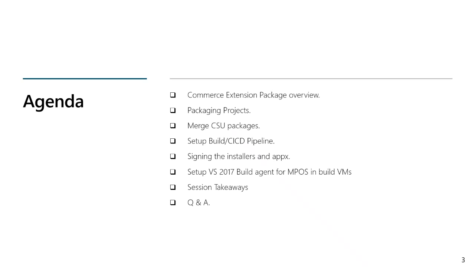Okay. Then the other important topic Luke will cover is how to set up the VS 2017 build agent for MPOS, because starting I think sometime next year, March, if I remember correctly, March or April, the VS 2017 Win 2016 build agent is getting deprecated in the Azure DevOps pipeline. So for MPOS you may need the VS 2017 agent. So Luke will do a deep dive on how to set up that agent here. Okay. With that introduction, let's get started.